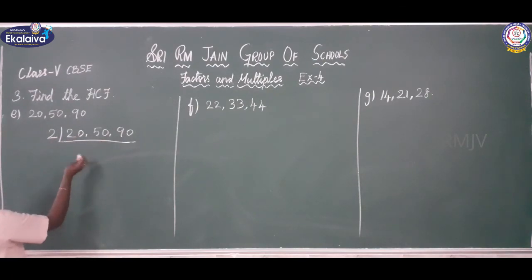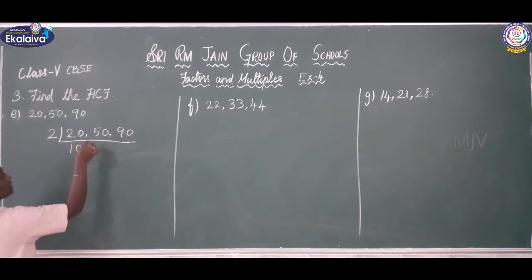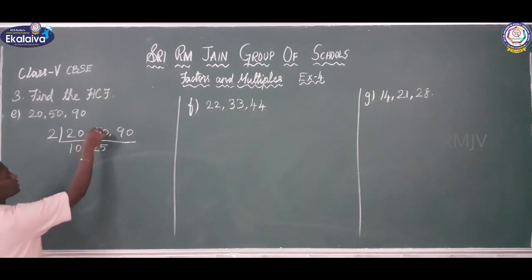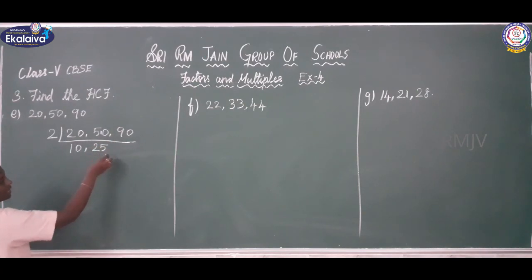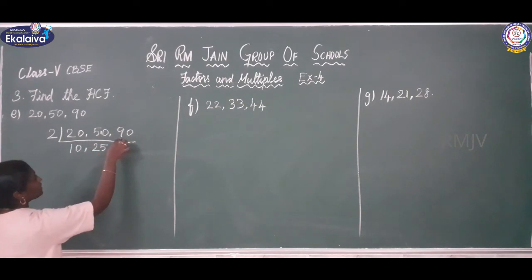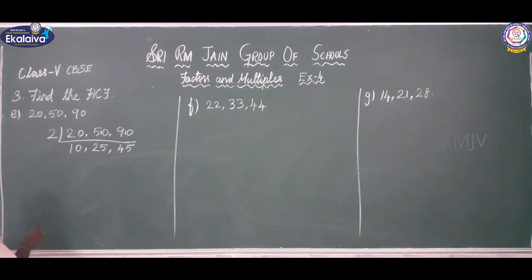20 divided by 2, that is 10. 50 divided by 2, that is 25. Here in 5, 2 times 2 is 4, then remainder 1, in 10, 5 times. In 90, here in 9, 4 times 2 is 8, remainder 1, in 10, 5 times. So that is 45. Now we got 10, 25 and 45. Again we have to find the common factor for these numbers.